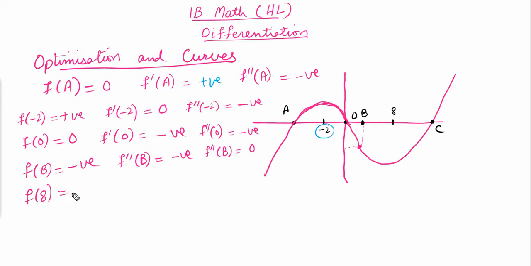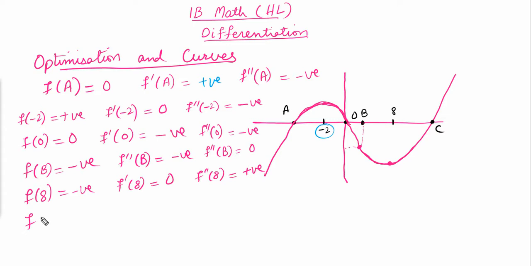Now let's see f of 8. At f of 8, the value of the actual function is negative. F dash of 8 over here is a horizontal line, so the gradient will be 0. And for f double dash of 8, it will have concavity in the positive direction. It's concave up, so we'll get a positive answer from here. Or if we get a positive answer, we can say it's concave up.